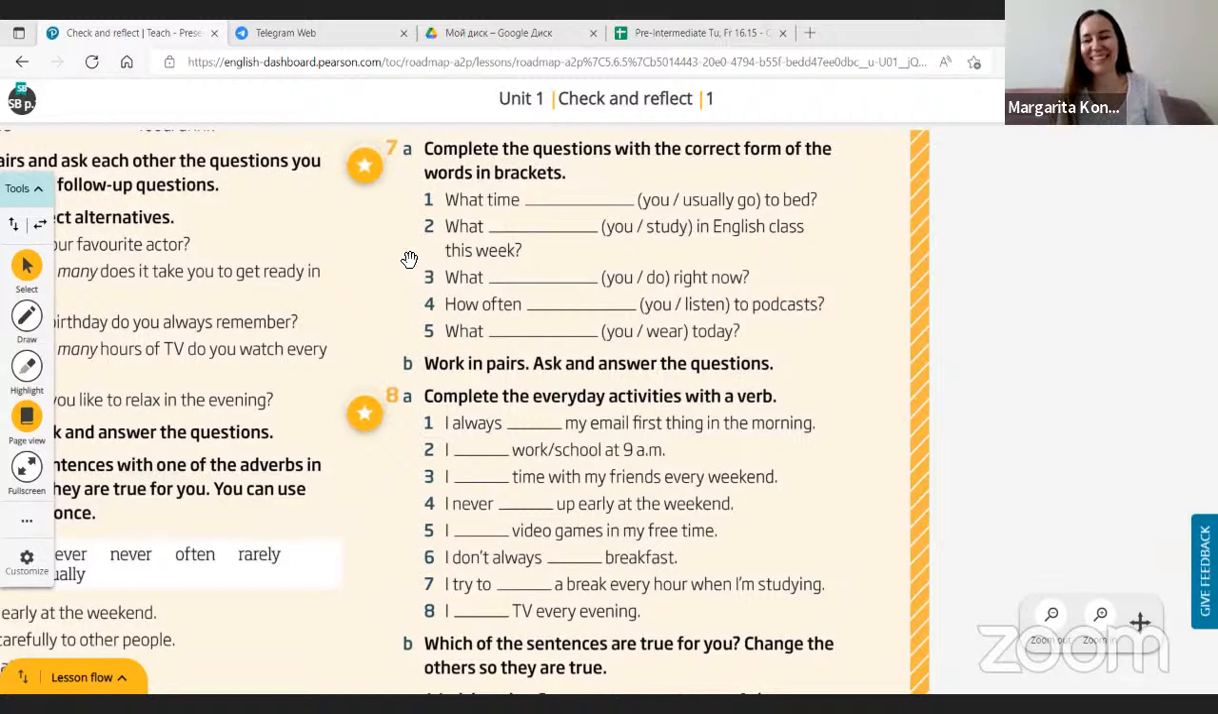Okay, your question? How often do you listen to podcasts? I don't often listen to podcasts. I sometimes listen to podcasts on Instagram, but not very often. What about you? How often do you listen to podcasts? I don't very often listen to podcasts. Good. And what are you wearing today?